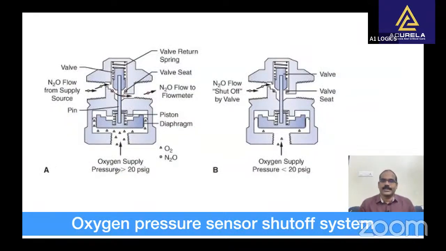Oxygen pressure sensor shut-off system. It shuts off or proportionately decreases and ultimately interrupts the supply of nitrous oxide if the oxygen supply pressure decreases. When the pneumatic system is activated, oxygen pressure reaches the oxygen failure safety device, allowing other gases to flow. A decrease in oxygen pressure causes the oxygen failure safety device to interrupt the supply of other gases to their flow control valve.